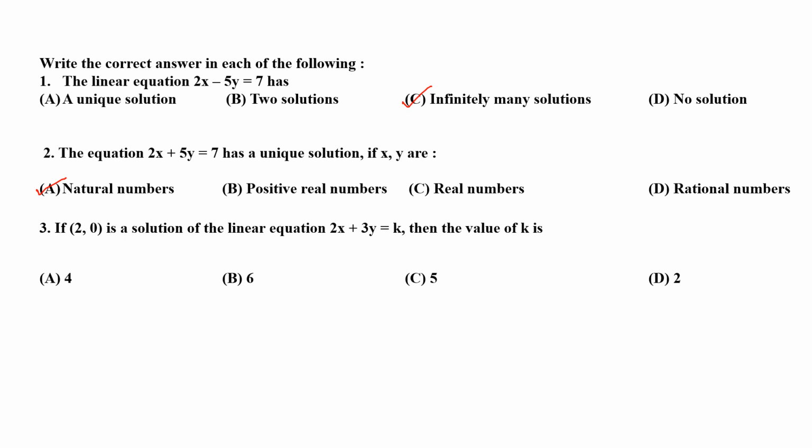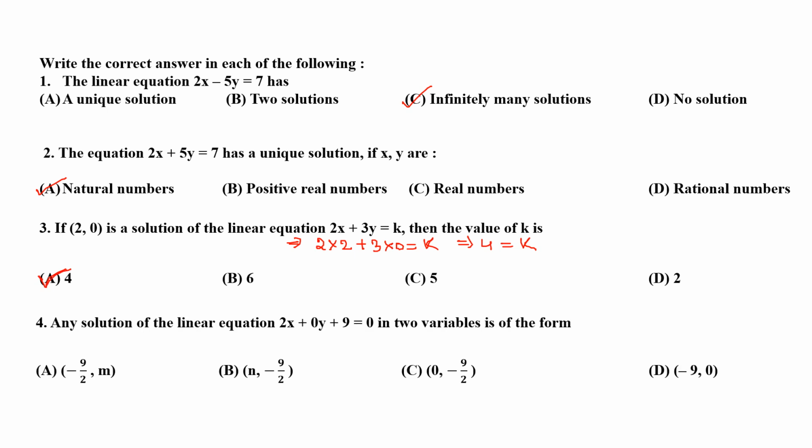So let's put x as 2 and y as 0 in the equation. So x is 2 means 2 into 2 plus 3 into 0 is equal to k. And 2 into 2 is 4 plus 0 equal to k. So the value of k is 4 from here, isn't it? So question number 3, the answer is A.